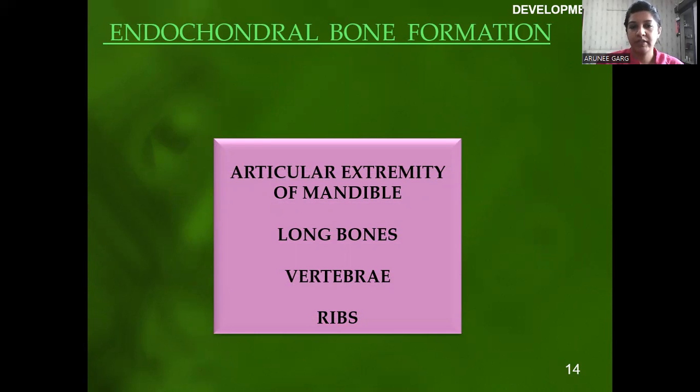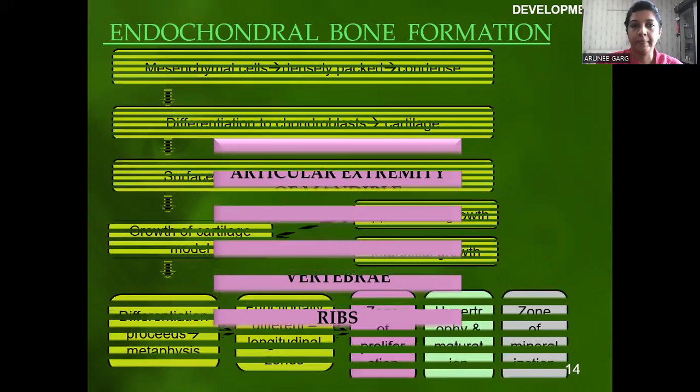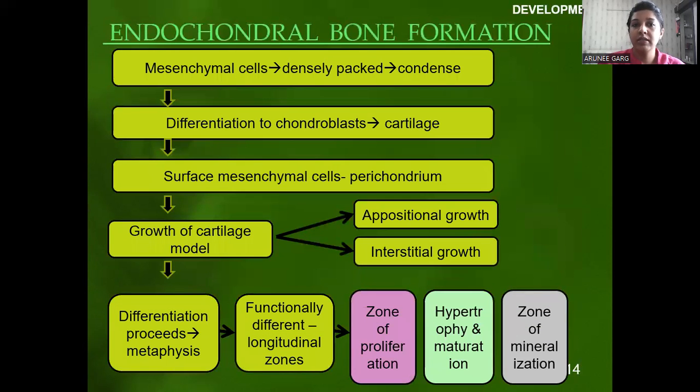These happen at the articular extremity of the mandible, long bones, vertebrae, and ribs. So endochondral bone formation is seen in these areas. What happens here is the mesenchymal cells are densely packed and then they condense. In these condensed cells, there is differentiation of chondroblasts, which then help in the formation of cartilage. The surface mesenchymal cells form the perichondrium, and the growth of the cartilage then takes place by apophyseal growth or the interstitial growth.